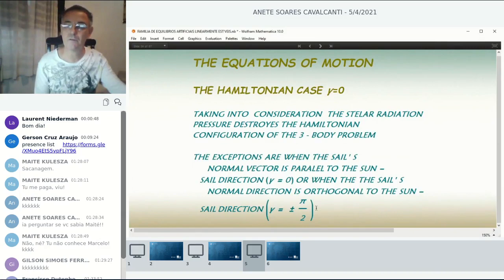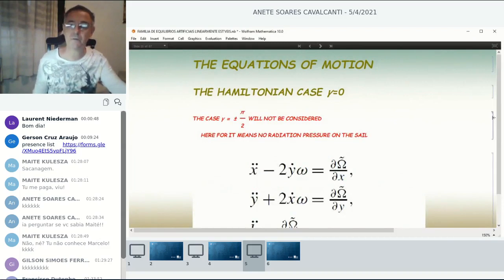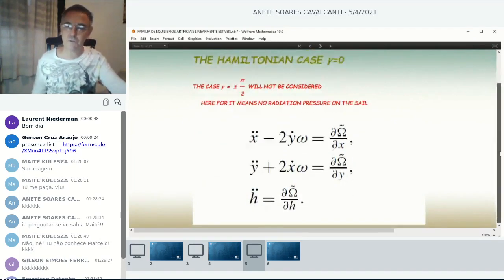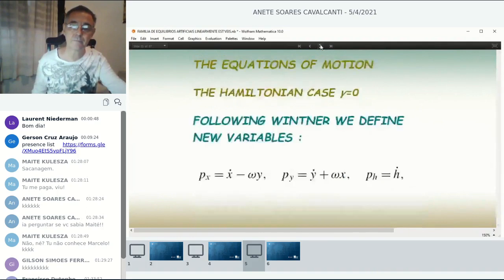So we consider gamma always in this work. We consider gamma not equal to plus or minus pi over 2, and we start studying now the Hamiltonian case, which is gamma equals 0. So when gamma equals 0, the equations of motion are still this, but they become a little bit simpler because gamma is equal to 0.